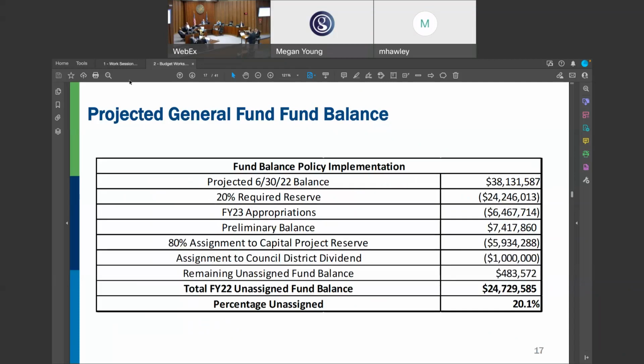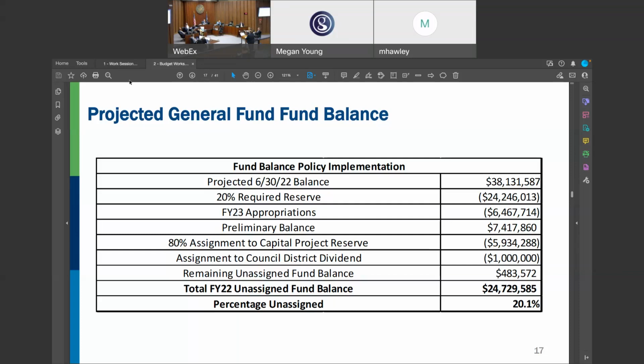So fast forward to if you all adopt the proposed amendment this evening, this is what will happen with the fund balance. Year end 38.1 million, we're going to use 6.5 for next year's budget, which leaves us a balance of 7.4 million. So the policy recommendation is to take 80% of anything above our required reserve and put it in a capital project reserve. This is a new concept for Greenville. This gives us the future ability to take on large projects without debt issuance or relying on pay-go funding. Okay. So that takes about $6 million of that chunk.